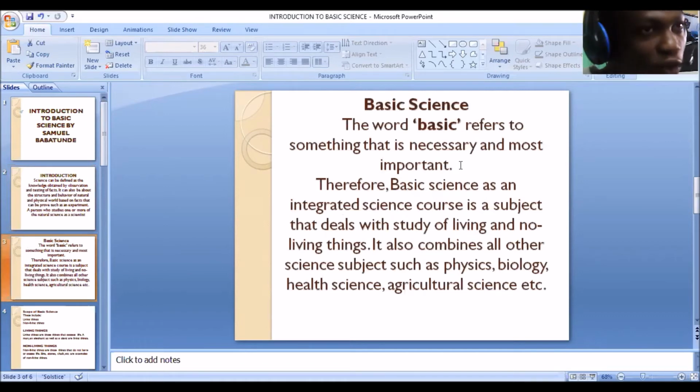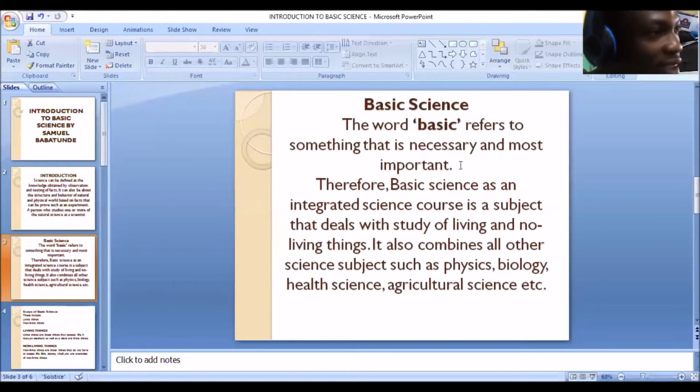Now, moving on to the main topic for today, which is basic science. I just gave an introduction of what science is all about. Before we go into basic science, I want you to understand the word basic. Basic refers to something that is necessary and most important. When you hear basic, it means something that is fundamental, something that is very necessary and important. That's what basic is.